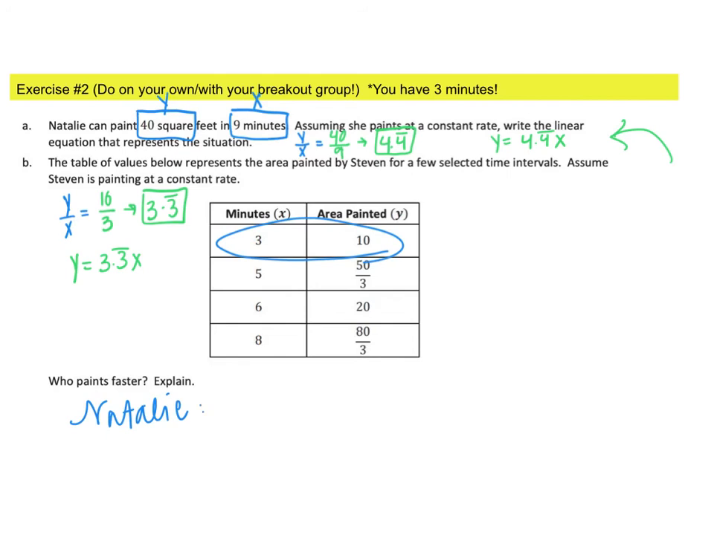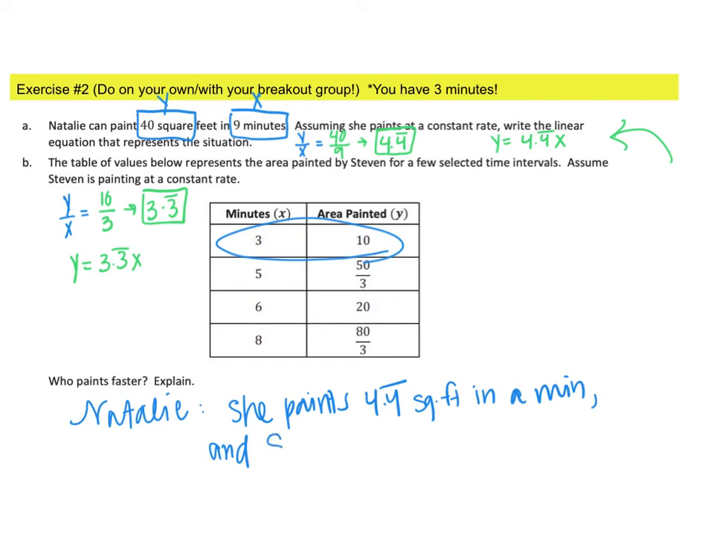And the reason being, she paints 4.4 repeating square feet in a minute. And this other girl, who's this other? Oh, this is Steven, not a girl. Steven paints only 3.3 square feet in a minute. All right, please check your work with my work, and we're going to move on to exercise number 3.